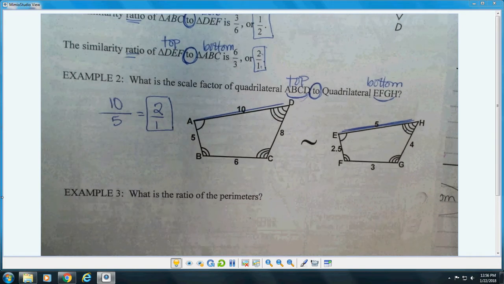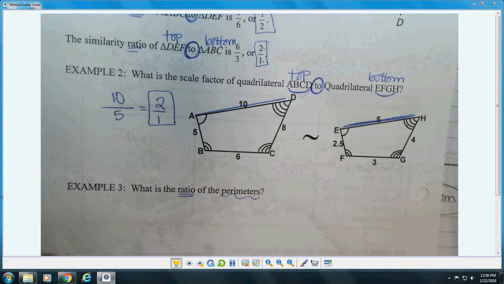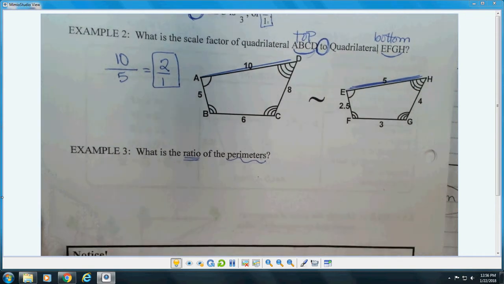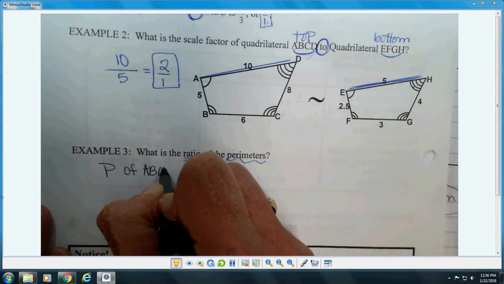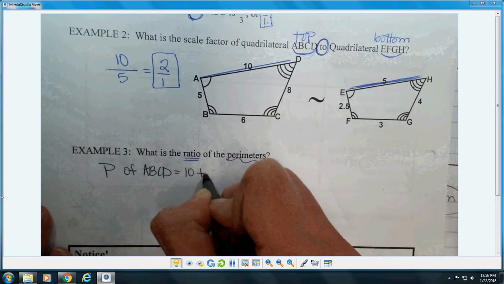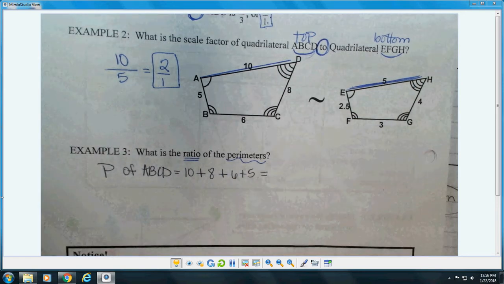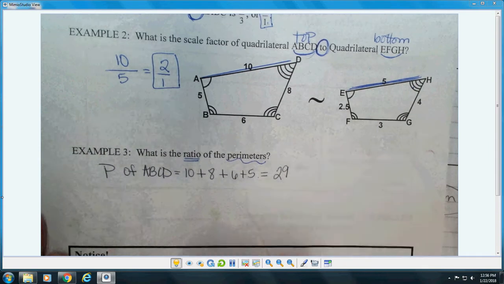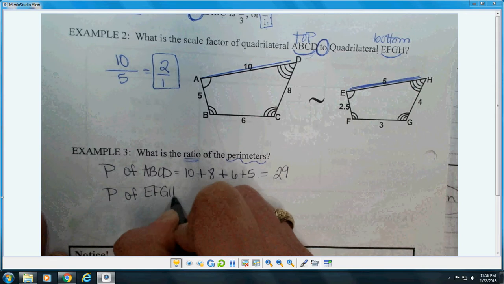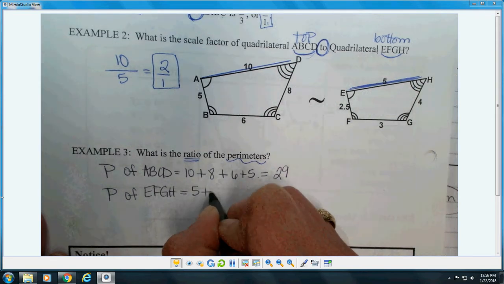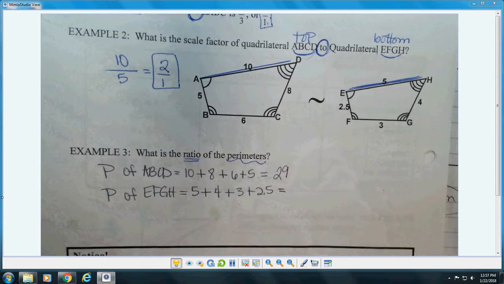Now, example 3 says, what is the ratio of the perimeters? So I want the ratio, but now I want the perimeters. How do you find the perimeters? Add all the sides. So for the perimeter of ABCD, I'm going to add all my sides: 10 plus 8 plus 6 plus 5, which gives me 29. And then the perimeter of quadrilateral EFGH is going to be 5 plus 4 plus 3 plus 2.5, which gives me 14.5.